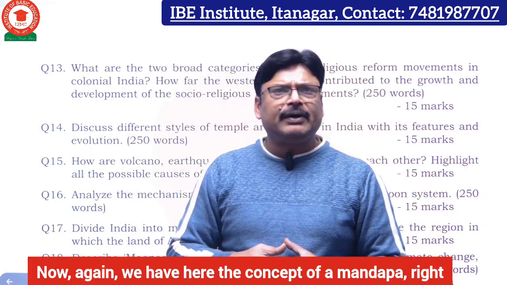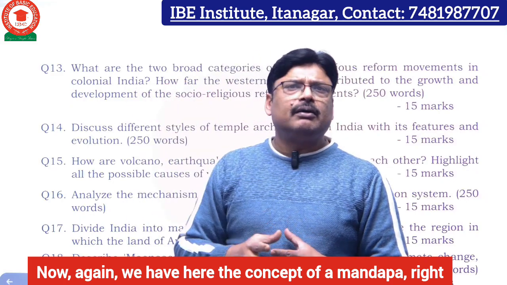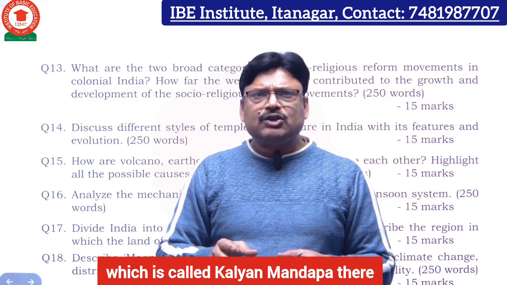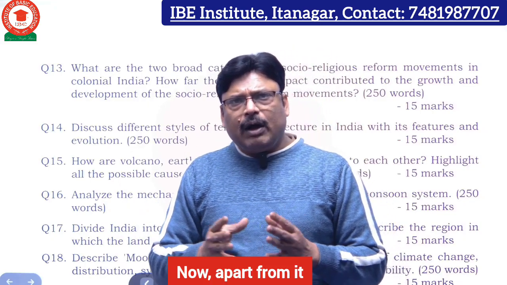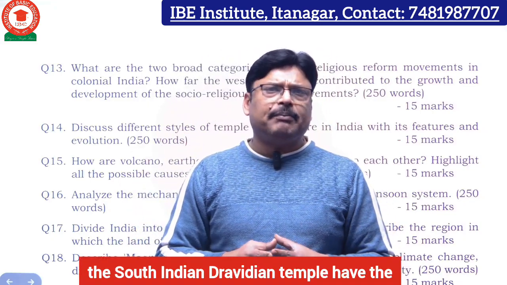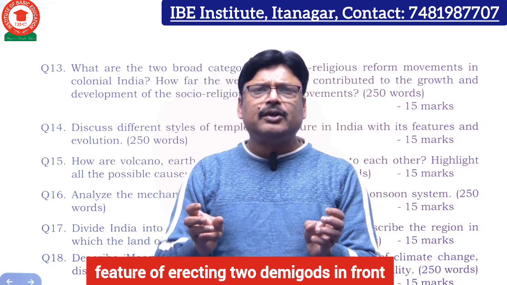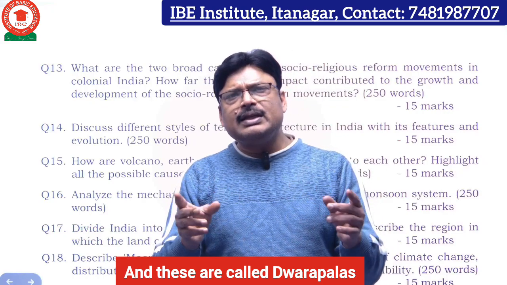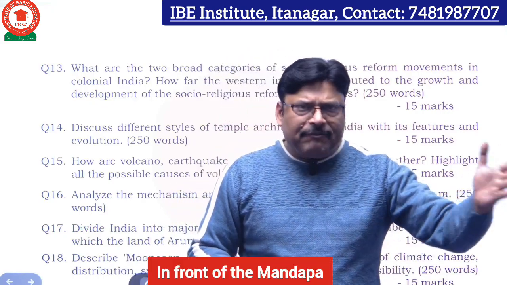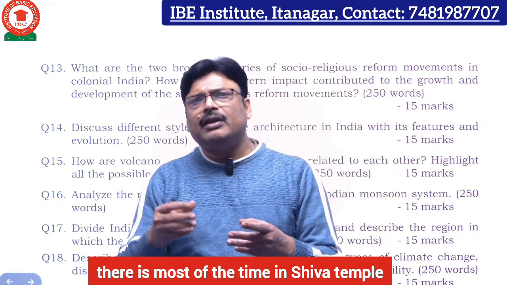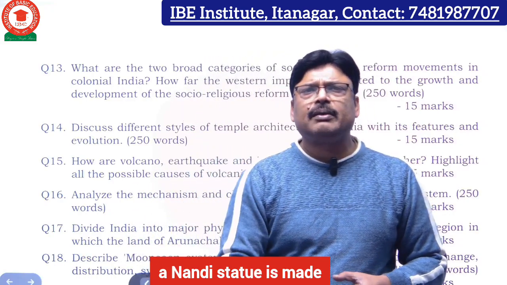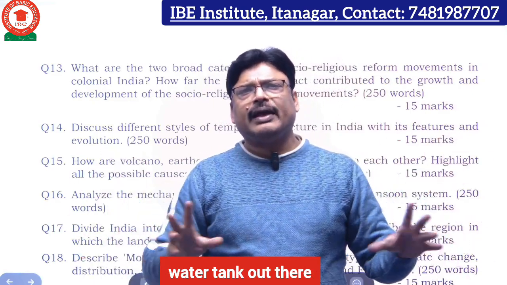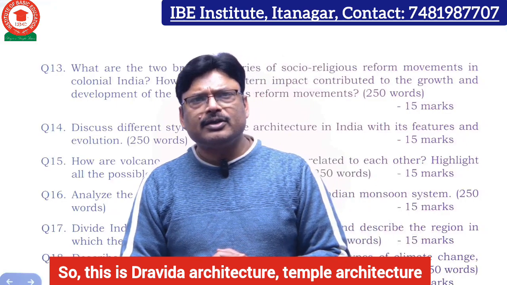Again, we have the concept of a mandapa in front of the Garbhagriha. But they also have a double mandapa, called Kalyan mandapa. Apart from it, South Indian Dravidian temples have the feature of erecting two demigods in front of the Garbhagriha, called Dwarapalas. In front of the mandapa, most of the time in a Shiva temple, a Nandi statue is made. All South temples will surely have a water tank. So this is Dravid temple architecture.